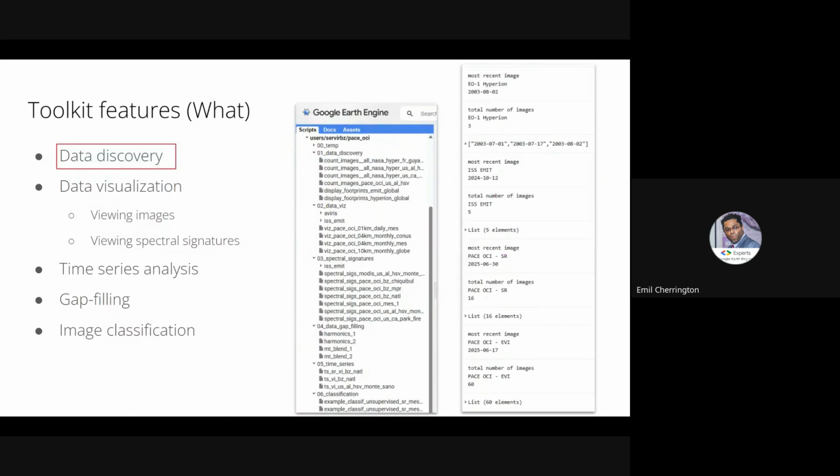And so in terms of what the toolkit does, it has 5 main features. The first one, as shown here, is data discovery. There are different tools, for instance, to be able to see when the most recent data are available. Just to mention that what's shown here isn't up to date, but with the data discovery tools, we can also see, for any given area on the globe, not just what PACE data is available, but also be able to compare that with what data from EMIT or Hyperion are also available.